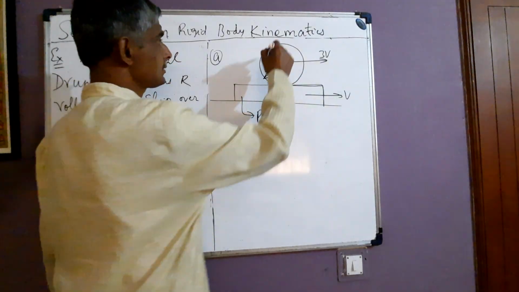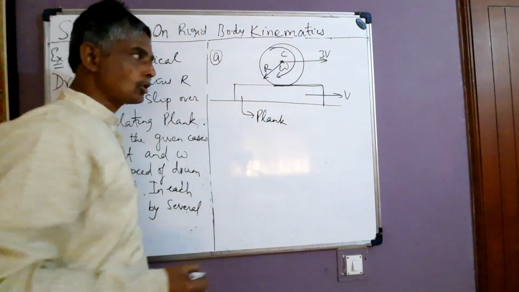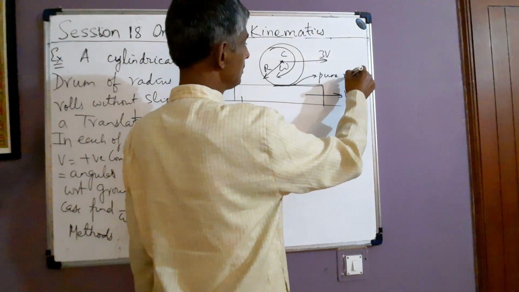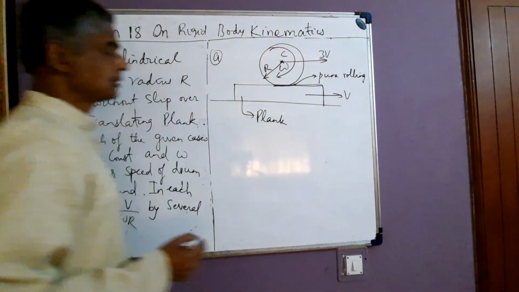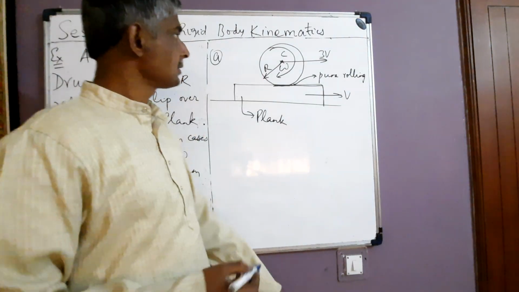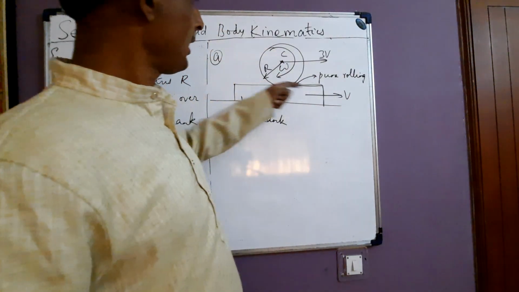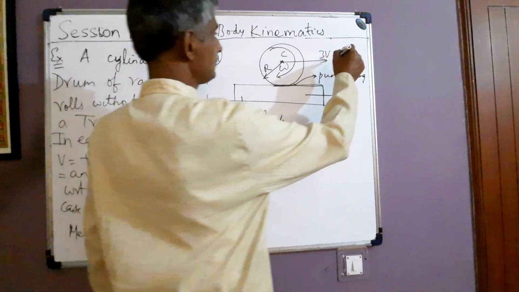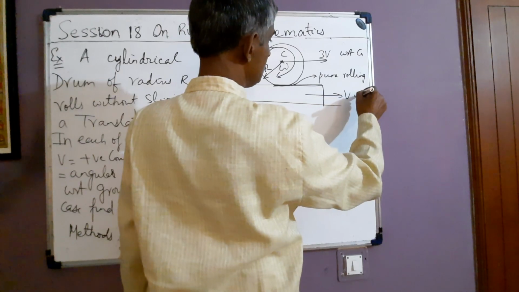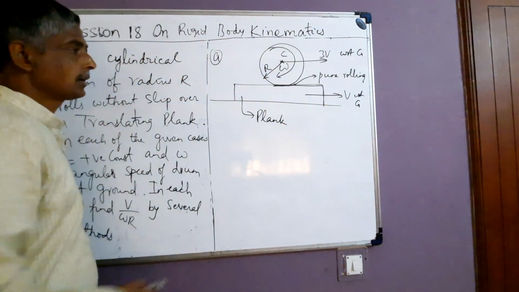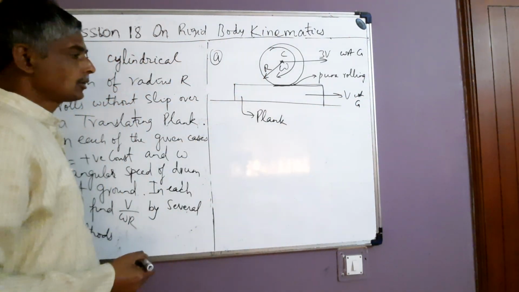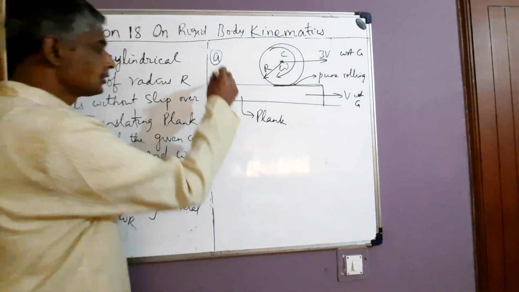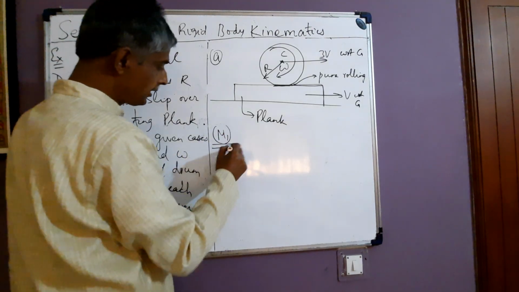R is the drum radius. The angular speed of the drum is omega clockwise. And here the drum undergoes pure rolling. Center C moves at a constant speed 3v and the plank moves at v. Both are with respect to ground. Here pure rolling is taking place. Now we have to determine the ratio V by omega r by several methods. So I'll take up method 1.